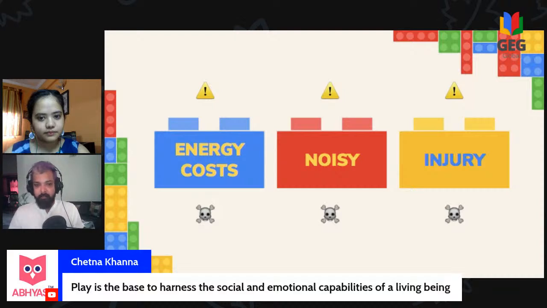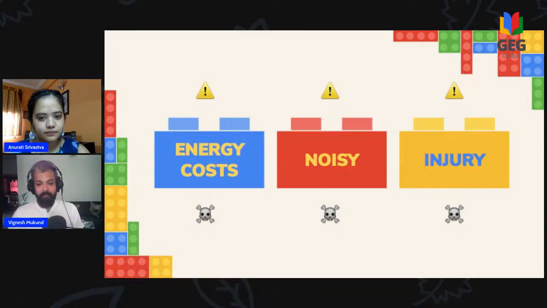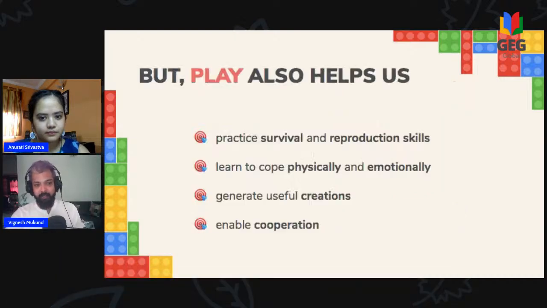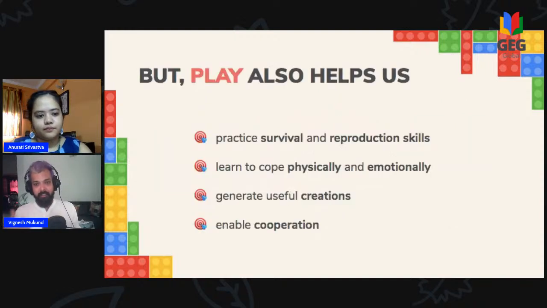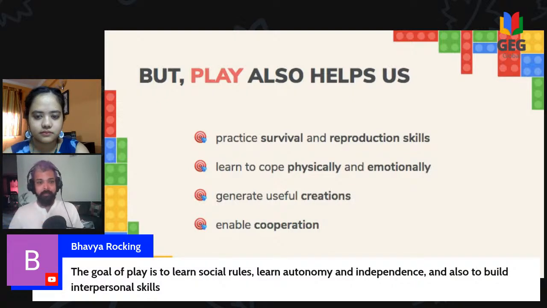So there must be some benefits of play that outweigh these risks, right? And there are a few that I'd like to highlight here. It helps us practice survival skills, certain essential skills that are critical for survival and reproduction and general well-being. It helps us learn to cope emotionally and physically to a diverse set of situations.